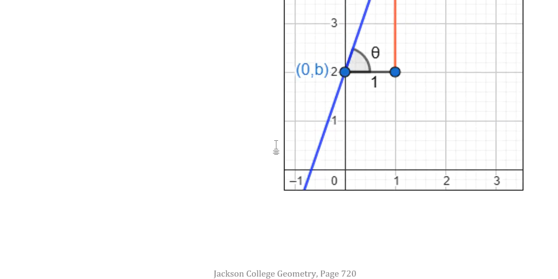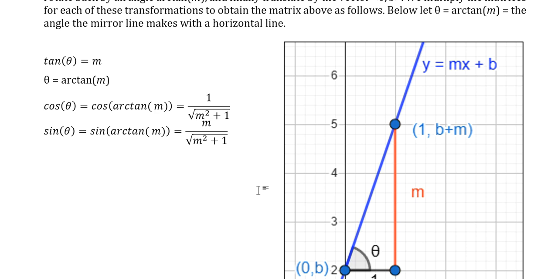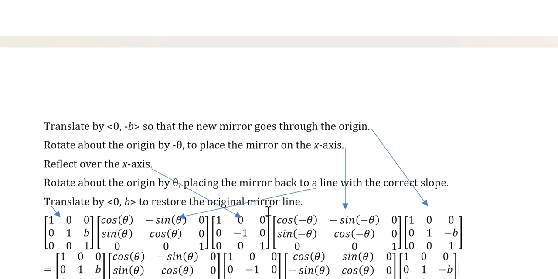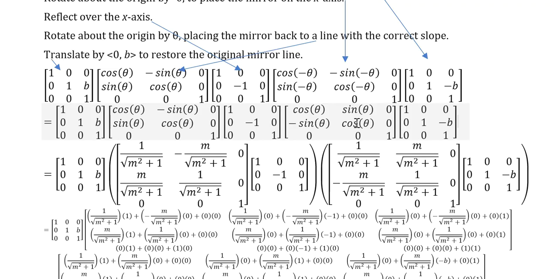Cosine theta was 1 over the square root of m squared plus 1. So where we had a cosine theta there, and there, we have 1 over the square root of m squared plus 1. And sine of theta, where we have that, is m over the square root of m squared plus 1. In some cases there's a minus out front.